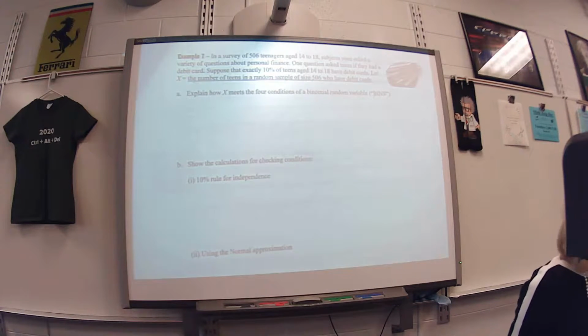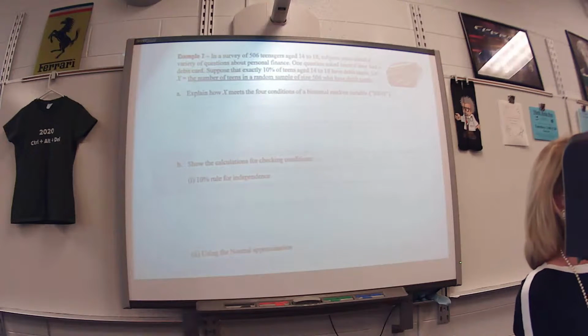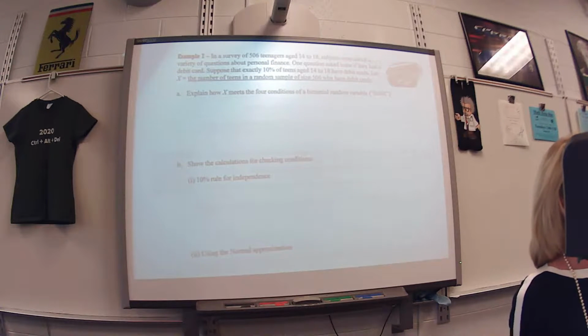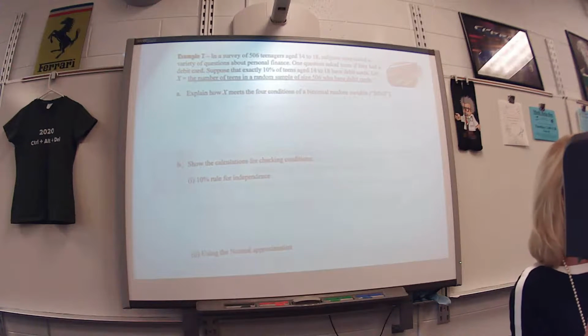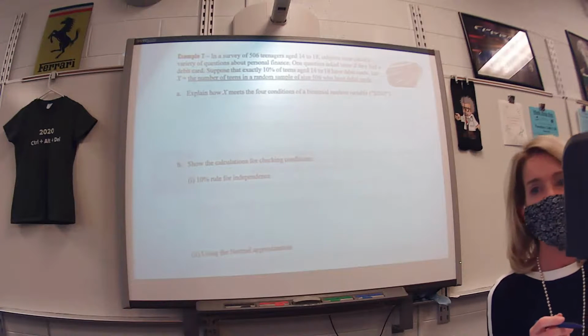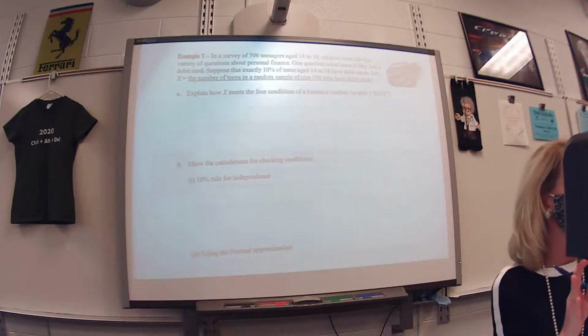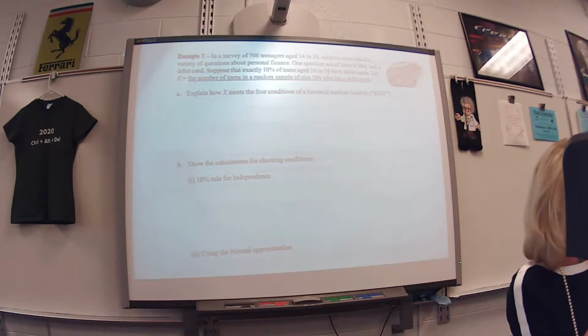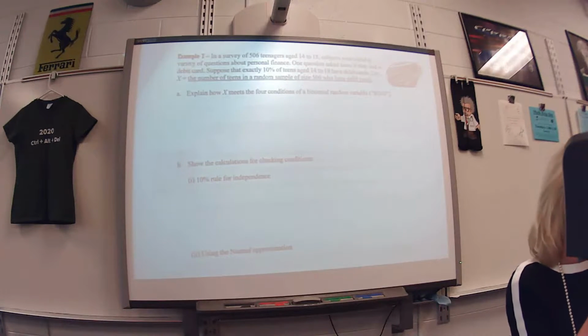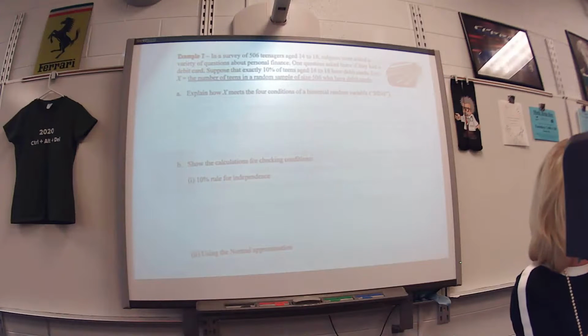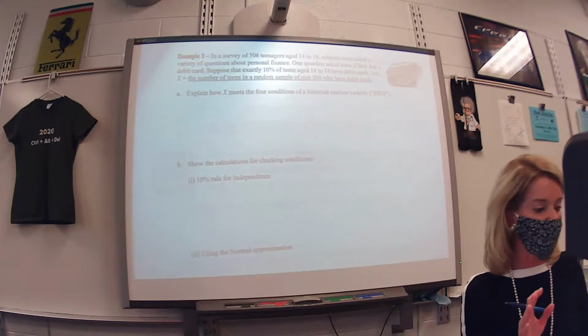Okay, so how does it meet BINS? B, binary. Well, either they have a debit card or they don't. Okay, independent. I assume every kid is independent of another. Now there might be a little bit of an issue on independence. Will it maybe depend on your family and how your parents feel? So maybe it's not completely independent. All right, we'll come back to that.